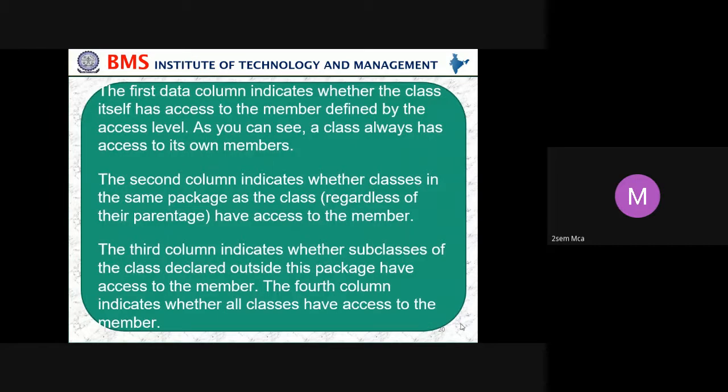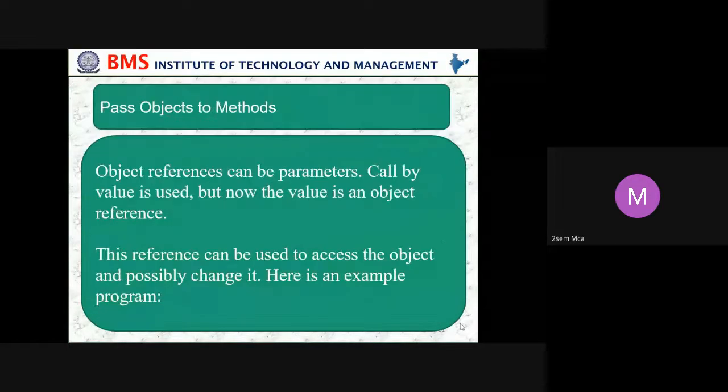The first data column indicates whether the class itself has access to the member defined by the access level. As you can see, a class always has access to its own members. The second column indicates whether classes in the same package as the class, regardless of their parentage, have access to the member. The third column indicates whether subclasses of the class declared outside this package have access to the member. The fourth column indicates whether all classes have access to the members.